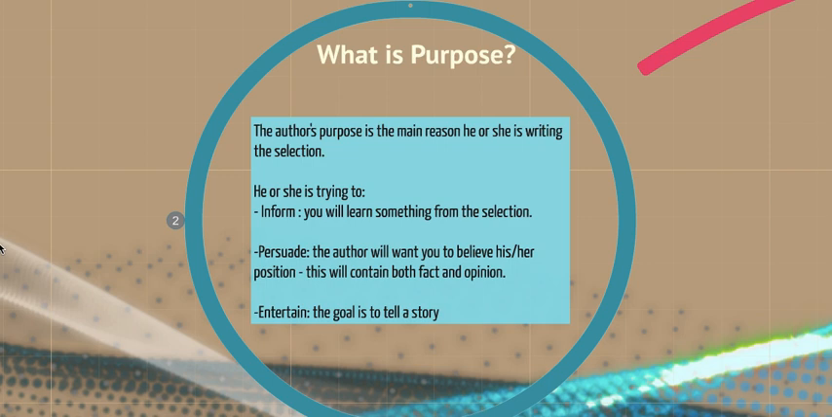Then the last is to entertain. The goal here is to tell a story and to entertain us. This is where our narrative nonfiction or our fiction lies. People are trying to entertain us. And obviously we can also combine purposes. Sometimes our purpose is to inform and then to persuade. Sometimes if we're reading nonfiction that's narrative in nature, we might also learn something from that text as well, but also be entertained. So you can combine purposes. For our practice today, we are just going to focus on identifying one purpose instead of multiple purposes.